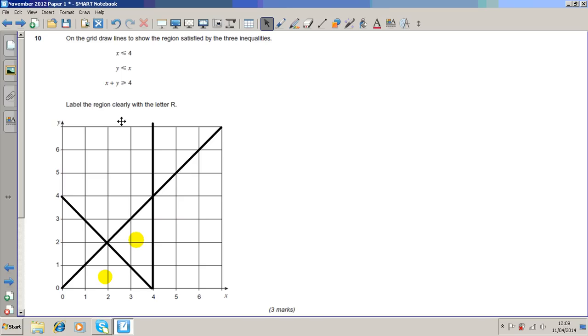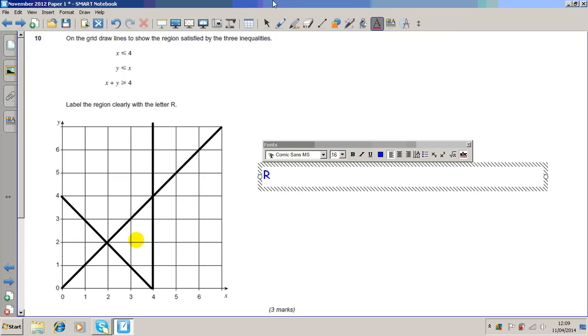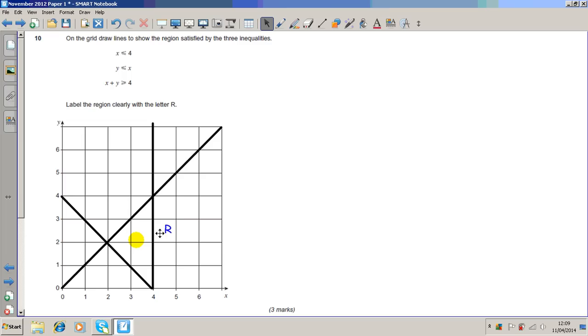X plus y is greater than 4. Well, let's choose a point there. 3 plus 2 is 5, which is greater than 4, so that there is true. If I choose a point here, 1 plus 2 is 3, which is not greater than 4. So it's in that bit. Label the region clearly with the letter R. So it's that region we've got there, that triangle, that satisfies all three inequalities.